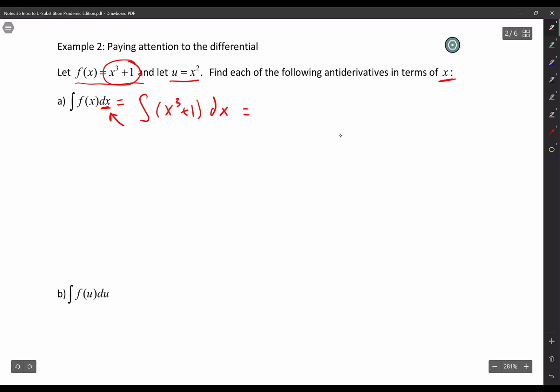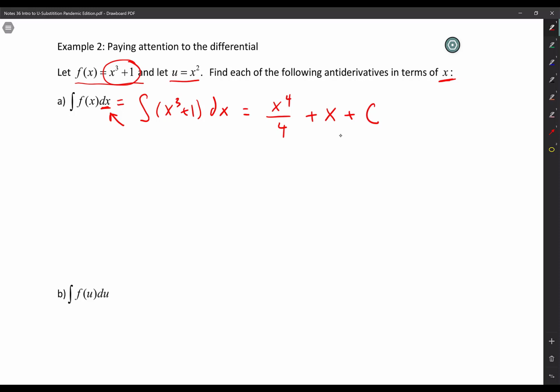Antiderivative of x cubed is x to the fourth over 4, plus, and then antiderivative of 1 is just x, and then I put plus c, because there's no limits on my integral. How do we feel, guys? Do we feel okay?